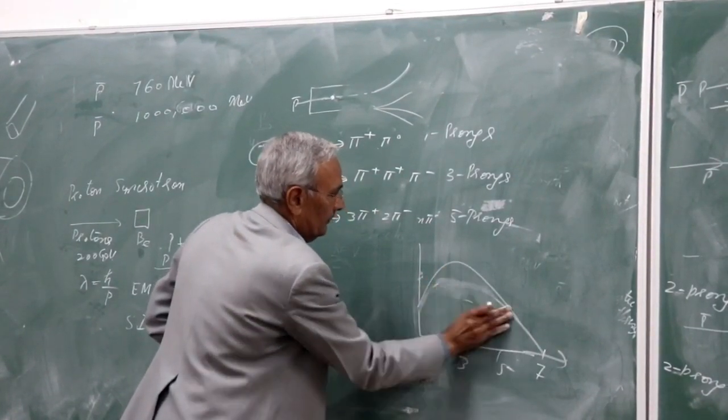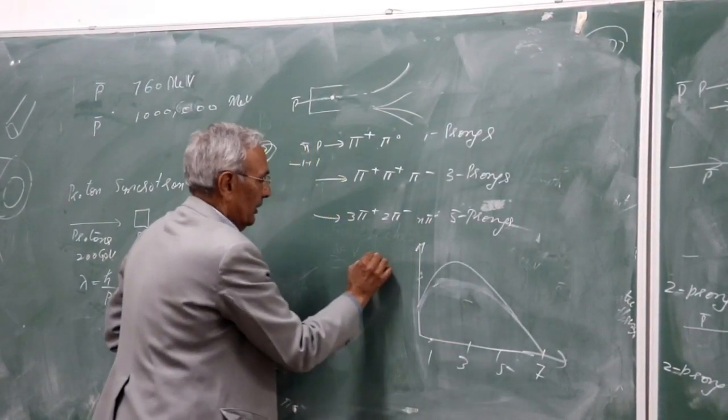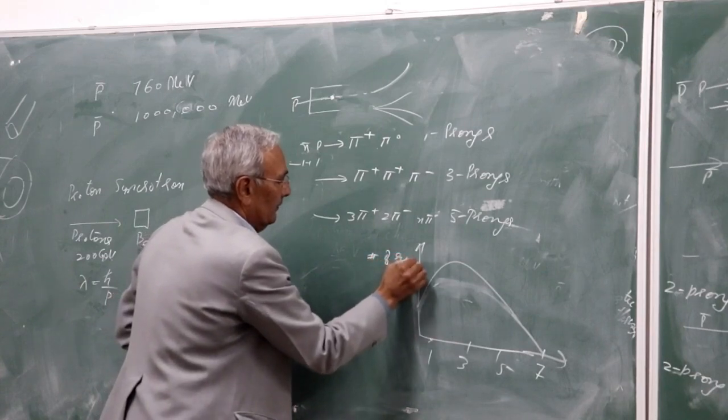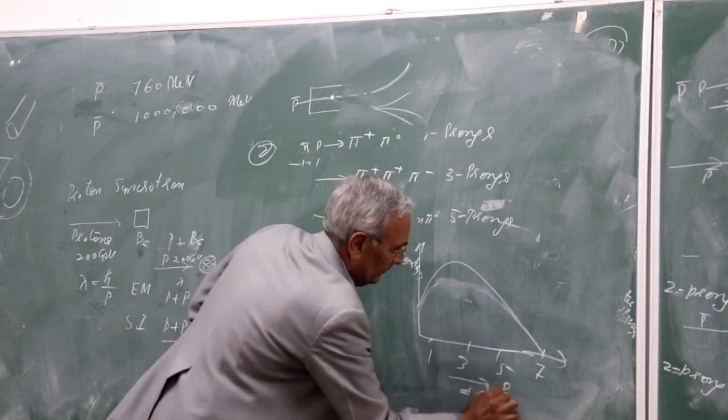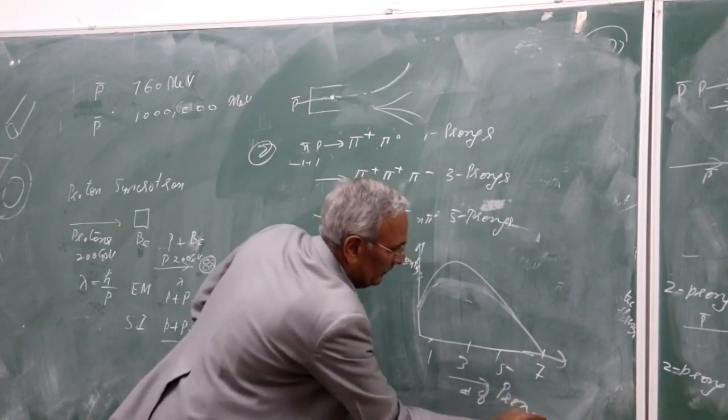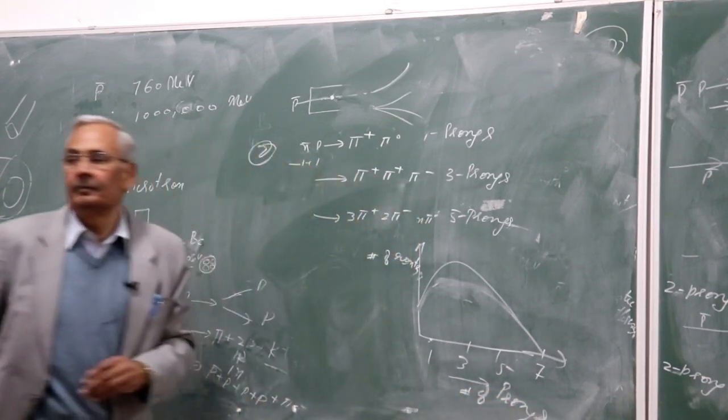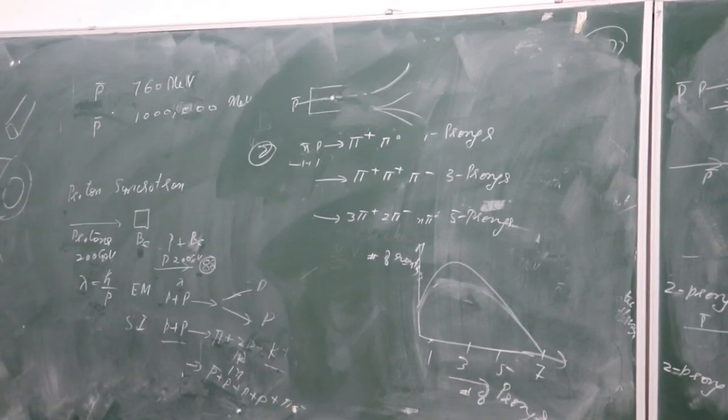Almost like this. So this is the number of events and this is the number of prongs. Okay.